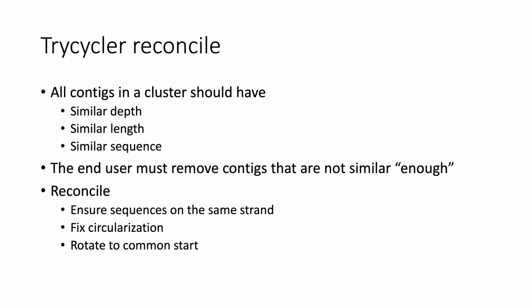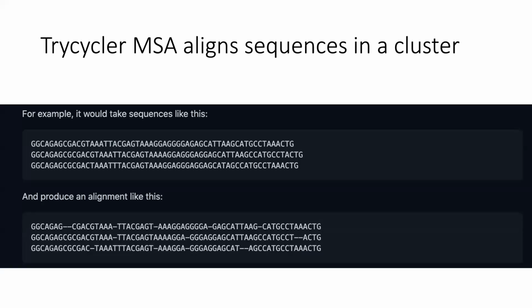The next step is called reconcile. Reconcile ensures that all the sequences are on the same strand, that they're similar enough, that they're circular, and it rotates all the sequences so that they start at the same position. The next phase is doing a multiple sequence alignment of all of the contigs in that cluster. So it takes the sequences and it aligns them. And I don't really have anything else to say about that.